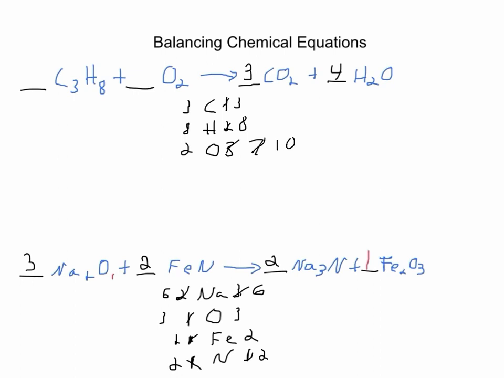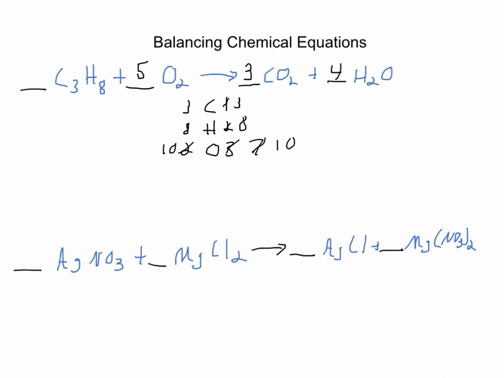Now to finish, now I can use this oxygen to balance. What times 2 is 10? Well, that is 5. So now this becomes 10, and it is balanced. So to balance this reaction, it says that when 1 propane molecule reacts with 5 oxygen molecules, I get 3 carbon dioxide molecules and 4 water molecules, and mass is conserved on both sides.